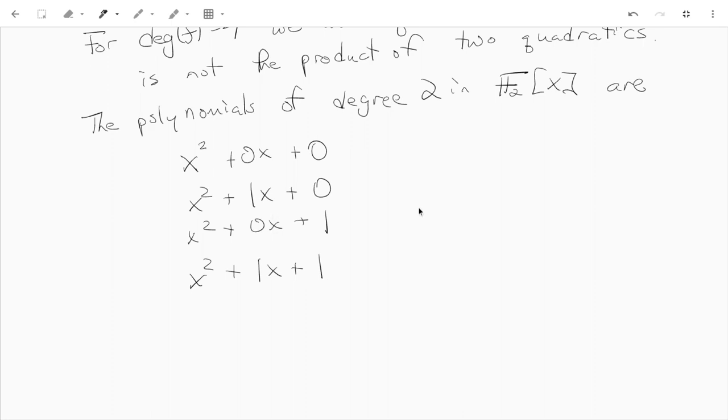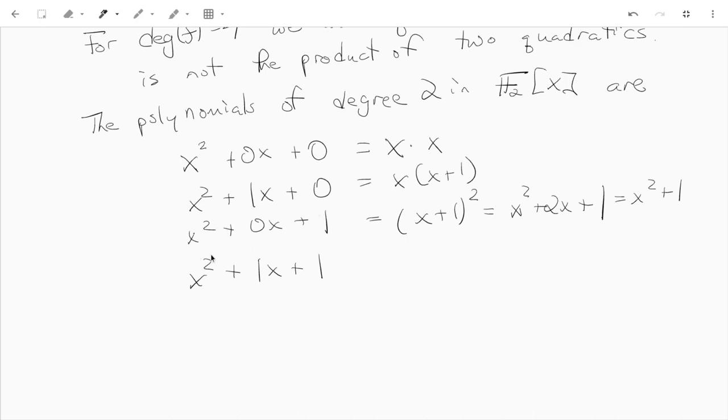Okay. All of these, except the last, are actually reducible. This one is just x times x. It's the product of two polynomials. This one is just x times x plus 1. Of course, this one is just x plus 1 squared. If you don't believe me, multiply it out. You get x squared plus 2x plus 1. 2x equals 0, like 2 is equal to 0 in F2. This is the integers mod 2. So this is really x squared plus 1, telling us that this polynomial is reducible.